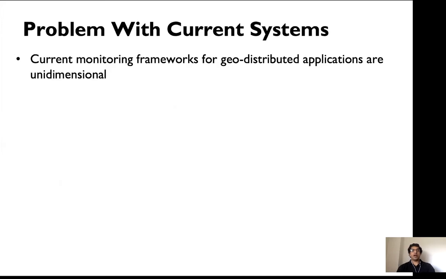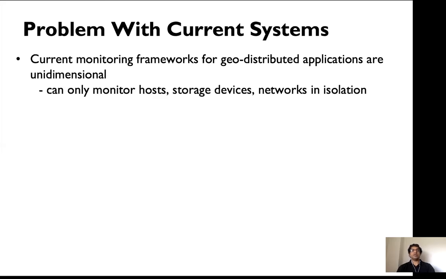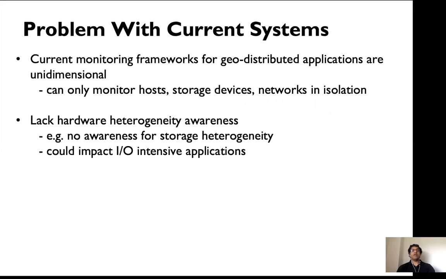Unfortunately, current monitoring frameworks for geo-distributed applications are unidimensional. For example, they only consider the host level information or storage device information or network level information in isolation. In general, they lack heterogeneity awareness. For example, they are not aware of different types of storage hardware, which could impact IO-intensive applications.